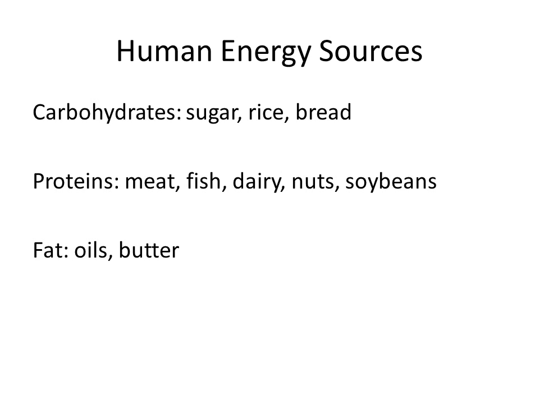Common human energy sources include things that you see on the side of food packages. You have carbohydrates like sugar, rice, and the wheat in the bread. You have proteins found in meat, fish, dairy products, nuts, and soybeans, and you have fats like oils and butter.